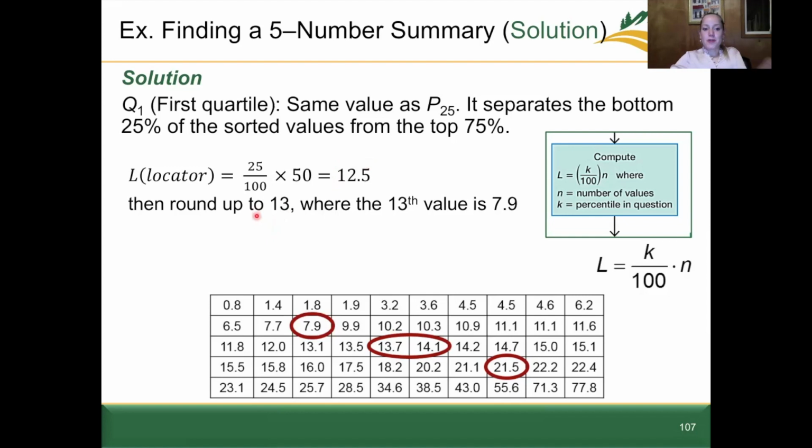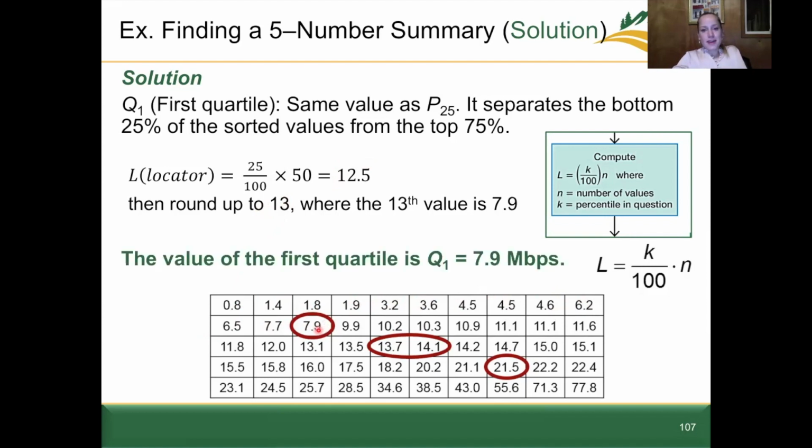So now we know the locator number is 13. So what do we do from there? We count out. We go 1, 2, 3, 4, 5, 6, 7, 8, 9, 10, 11, 12, 13. So our locator number of 13 tells us to go to data point 7.9.